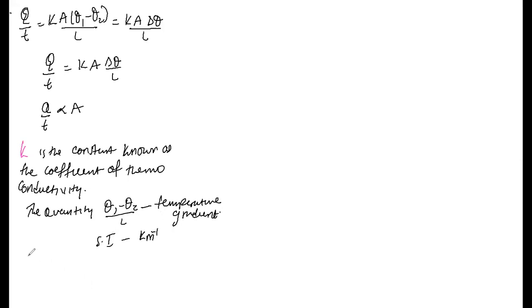Also, K is a constant. I've said it's different for every material, which depends on the nature of the material. So that is the reason why every material has a different value of K, and that means every material has a different rate at which heat is transferred through it.